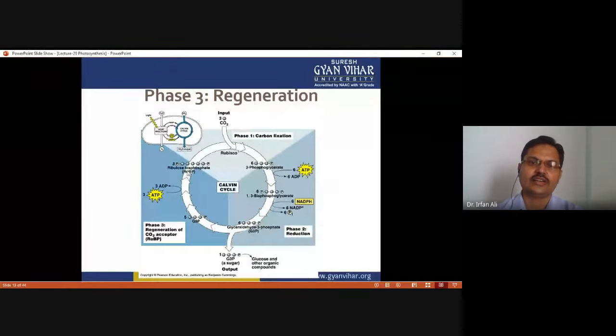So you have to see that now three molecules of ribulose bisphosphate are produced.